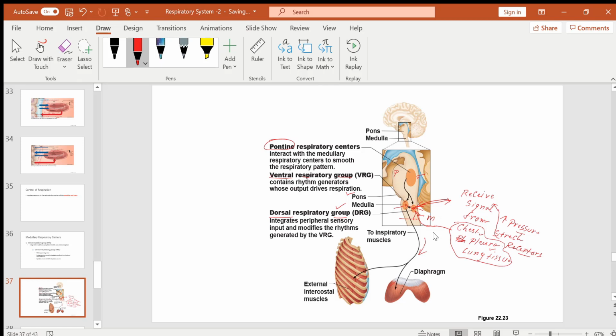So these two centers are doing that. And the pontine respiratory center is just doing the fine adjustment. If any adjustment is needed, if there is any irregularity in the breathing pattern, then the pontine will fix that. So in one word we can say fine adjustment. Okay. So again, dorsal receives the signal from the receptors and sends a signal to the ventral. Ventral sends a signal to the muscles to stop.